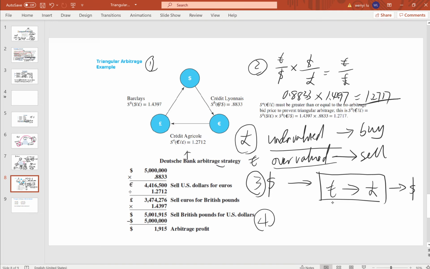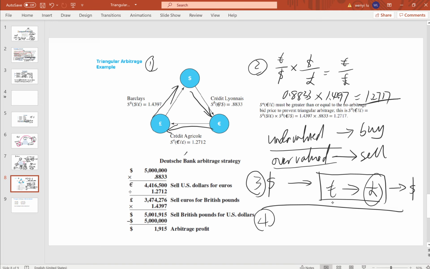Okay, so the first step based on our process should be the dollar to the euro. So we will first sell the dollar to the euro. So that's this one. Then we will sell the euro to buy the what? To buy the pound. Finally, we will sell our pound to get our dollar back. So that's this path.